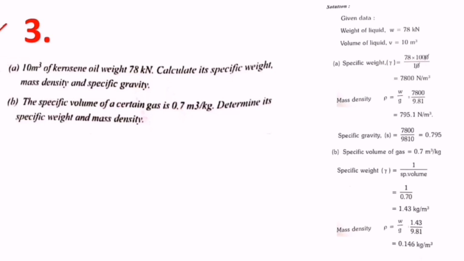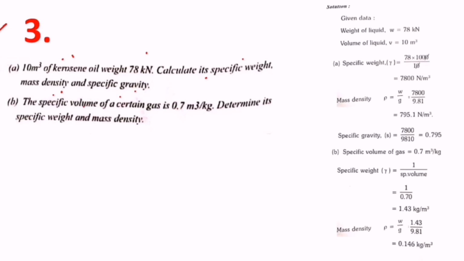Moving on to the third question. 10 meter cube of kerosene oil, weight 78 kilonewton. Calculate its specific weight, mass density and specific gravity. Just now we have seen specific weight, mass density and specific gravity.